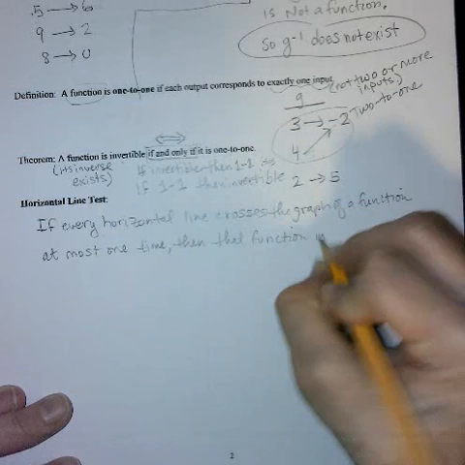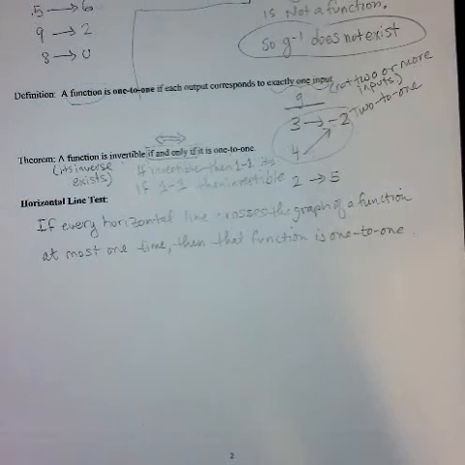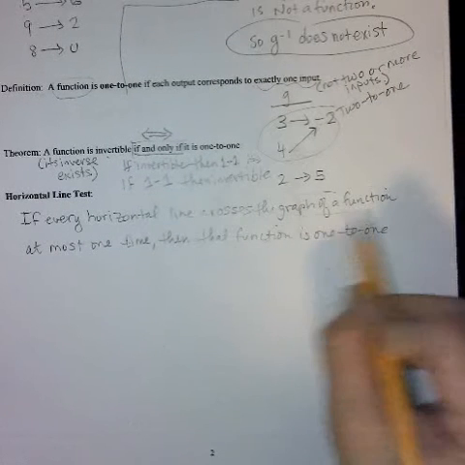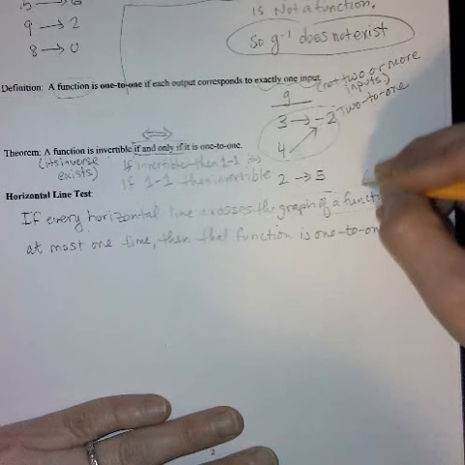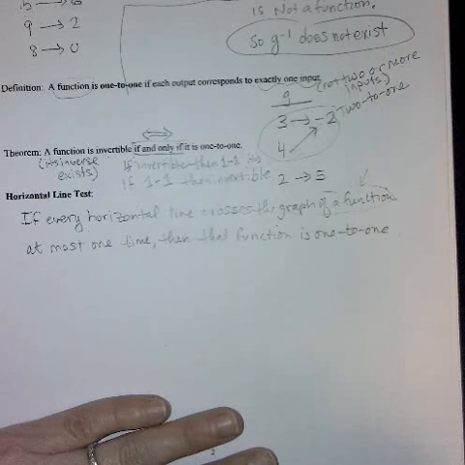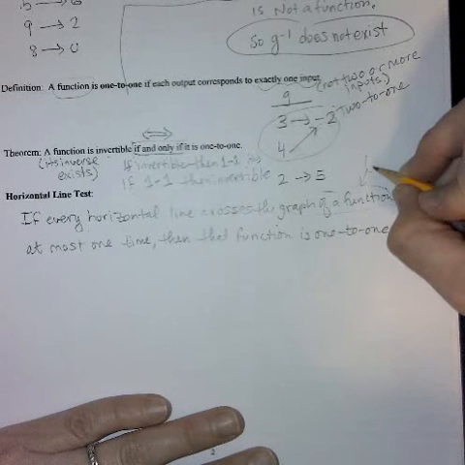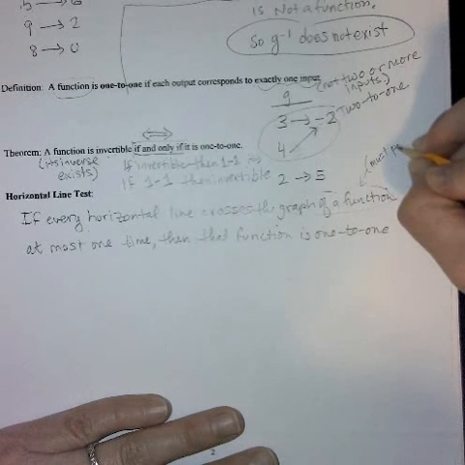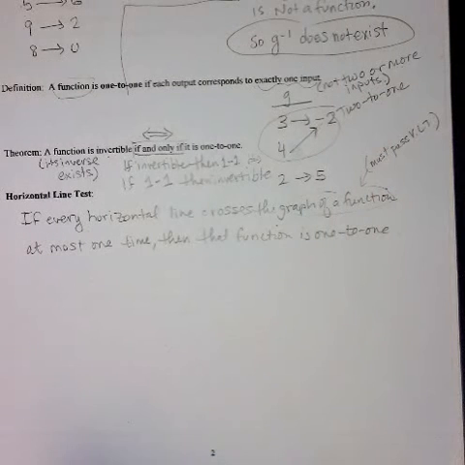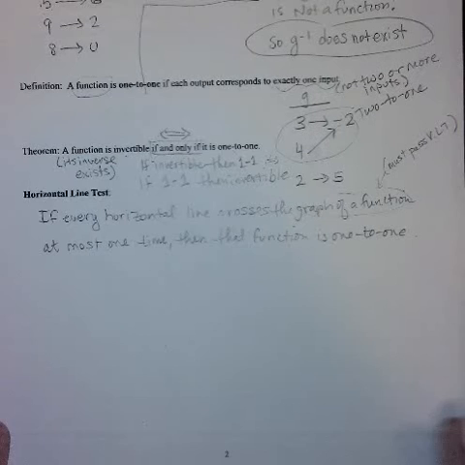All right, so our assumption is we're starting with a function. So we already know this passes the vertical line test. That's implied. We're not doing this for anything that wouldn't pass the vertical line test as well.